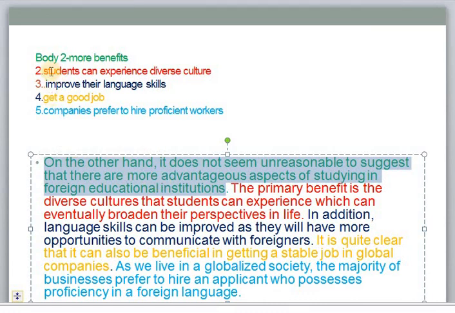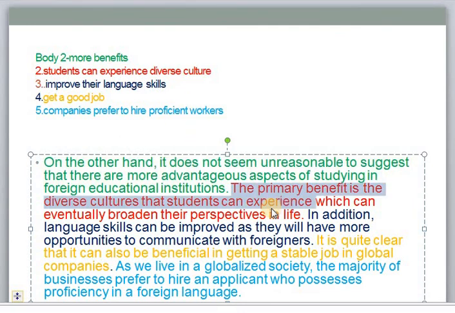So what's the first benefit? Students can experience diverse culture. So let's see. The primary benefit is the diverse cultures that students can experience, which can eventually broaden their perspectives in life. Okay? And then improve their language skills. In addition, language skills can be improved as they will have more opportunities to communicate with foreigners.